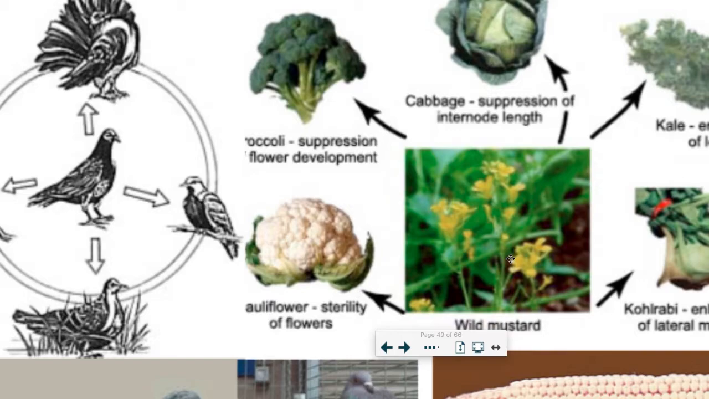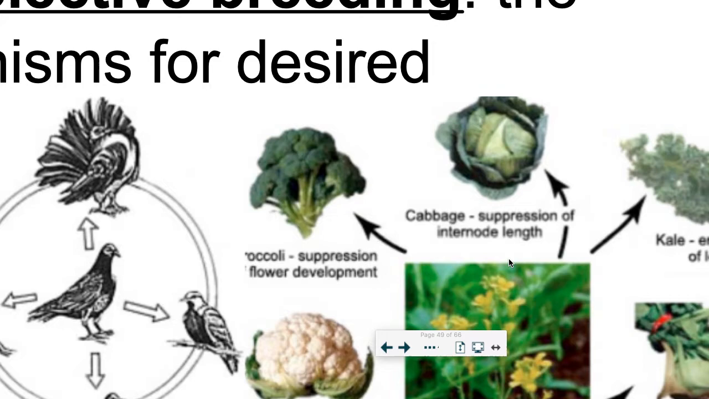Cabbage. You suppress the internode length, which means the distance between one leaf to another on a branch or on a flower. If you suppress it so it gets smaller and smaller, then you get a bunch of leaves all folded together, and that's cabbage. So all of these species come from wild mustard.